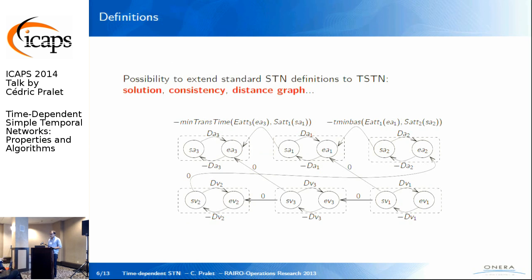On this basis, it is possible to extend standard definitions on STN to time-dependent STN. For instance, the notion of solution. A solution will be an assignment of time points satisfying all the temporal constraints. We can extend the notion of consistency, the notion of distance graph. The distance graph is a graph in which you have one node per time point and one arc per temporal constraint. The difference with STN is that here, in the case of time-dependent STN, the labels of arcs are not necessarily constant. They are functions. But we can extend these basic definitions.